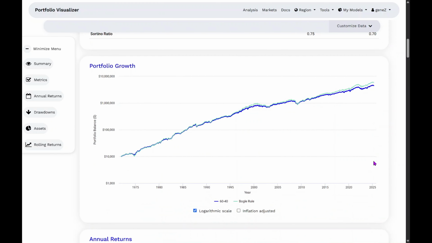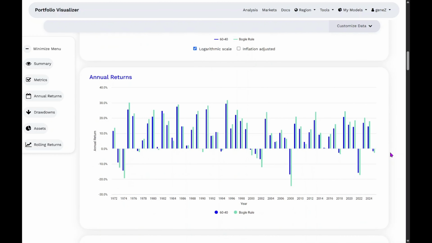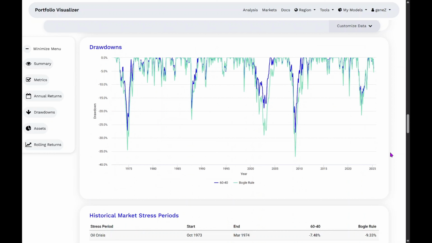If we compare the equity curves, the Bogle rule outperforms the classic 60-40 over the long term. But again, if we scroll down to drawdowns, we see that the maximum drawdown for the Bogle rule hit negative 37% during the subprime crisis. So yes, it's a more aggressive approach, and while it can deliver better performance over time, it also comes with more risk.